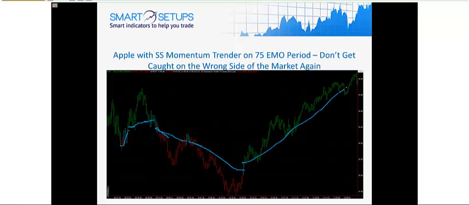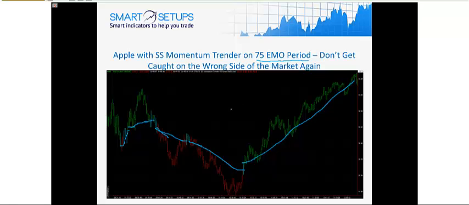You would have been long at green and stayed in it all the way up here. Now this is just using a 500 tick, and I don't want you to think, by the way, that I'm cherry picking the results or anything, because I'll show you at the end. We'll go through whatever markets you want to see with the momentum trender and show you what it looks like. But this is using a 75 EMO period.